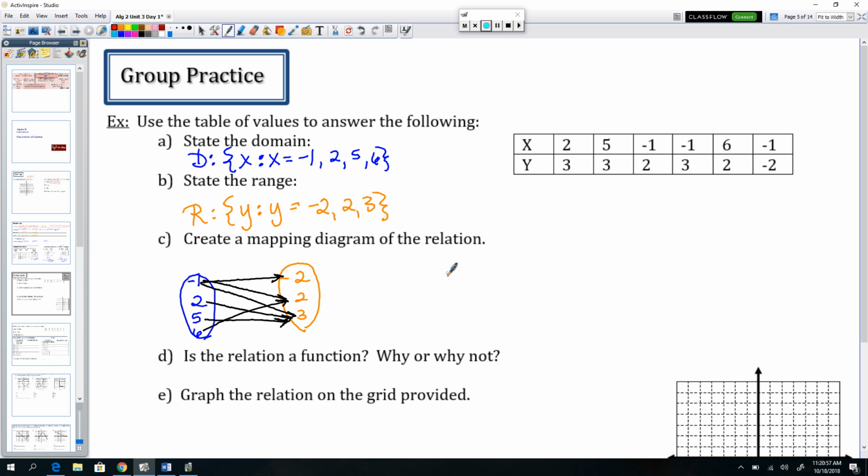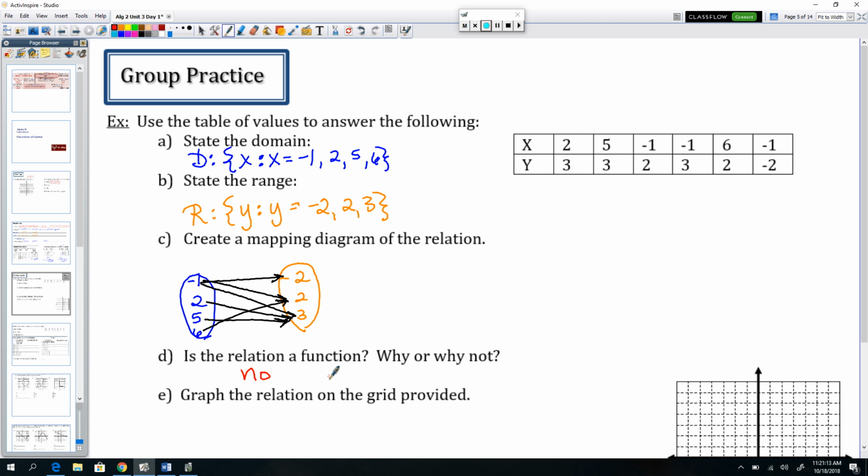Now, is the relation a function, yes or no? Well, what did we notice? We noticed that this -1 had 3 different outputs. Very unpredictable. What's going to happen if I input -1? 3 different things happening. So definitely no, not a function.